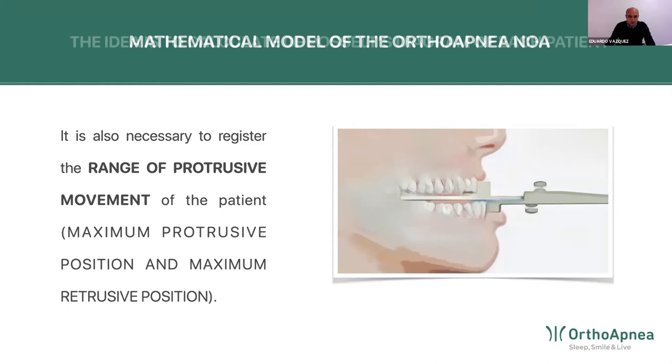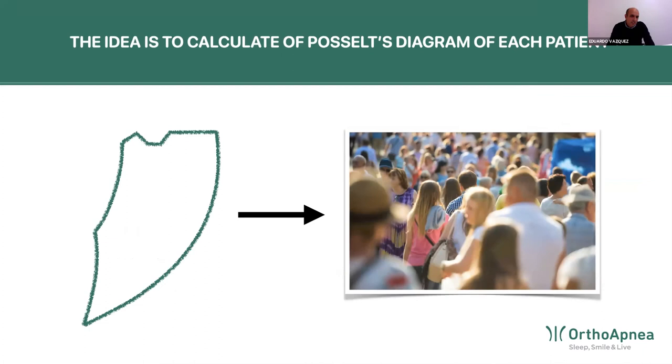What do we really obtain? We really obtain the Posselt's diagram of that individual patient. You know that the Posselt's diagram is all the area that is able to cover the tip of the lower incisor doing the mandibular movements in the sagittal plane. So we get the individual Posselt's diagram of that patient by providing the X-ray or the photography and the degree of protrusive movement in the sagittal plane.